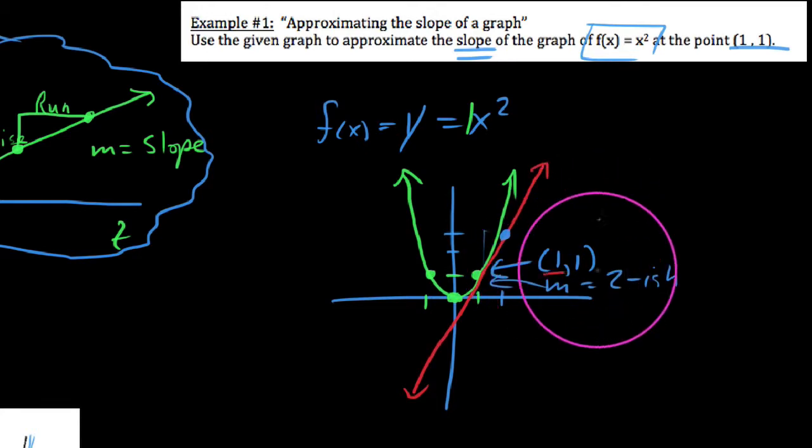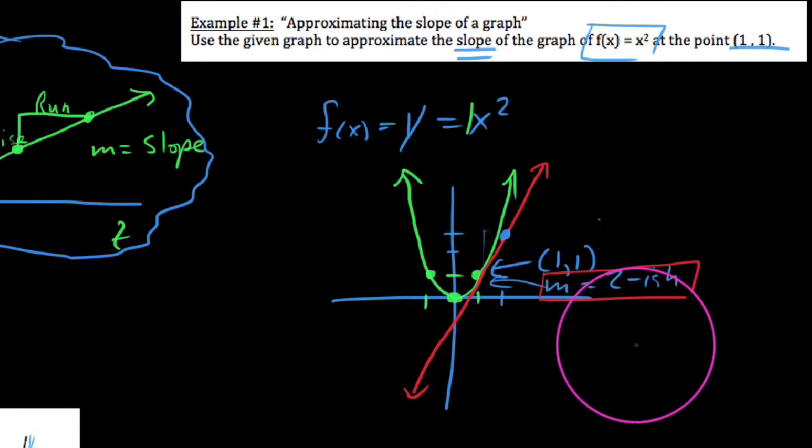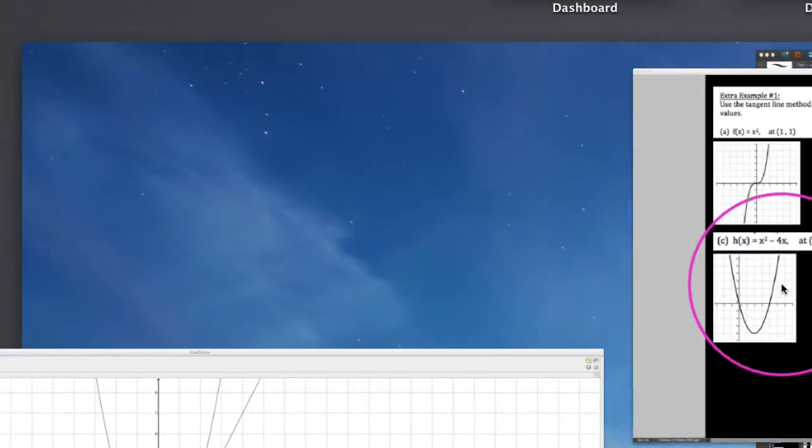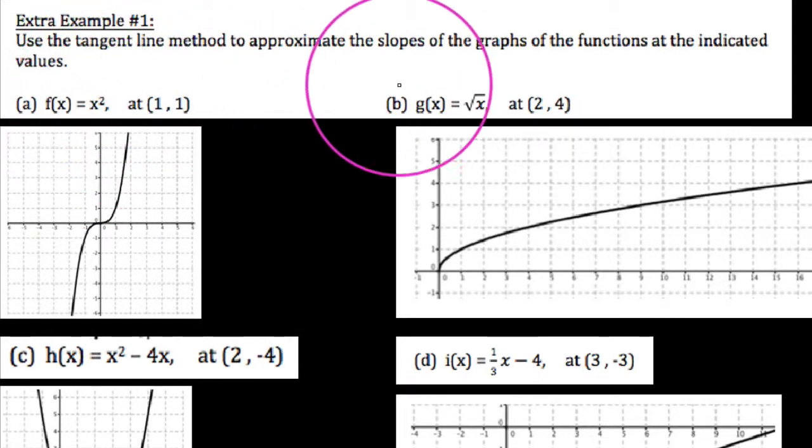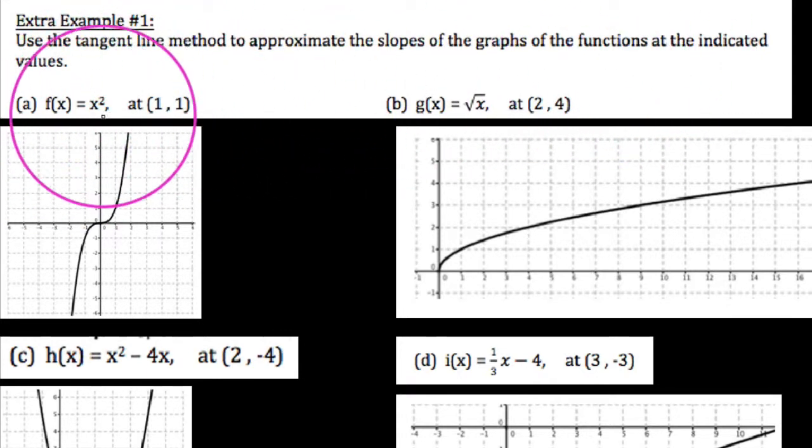At this point, we just want to establish that we can estimate the slope of graphs at different points. So here's what I have: about 5 million different functions to run through here, aka 6. And what I want to do is use a tangent line method to approximate the slopes of these graphs at the indicated values. So not with a computer-aided device this time.